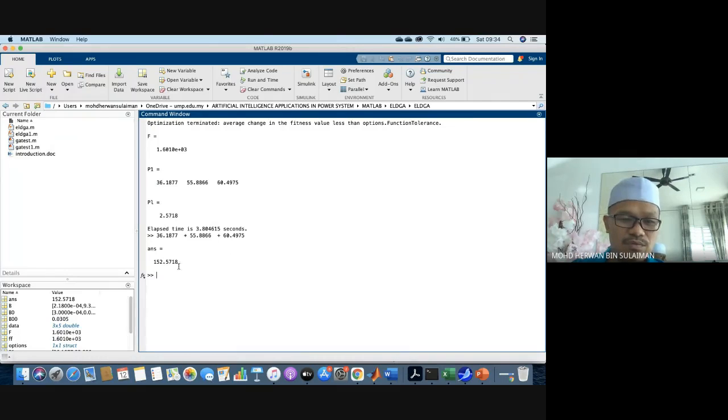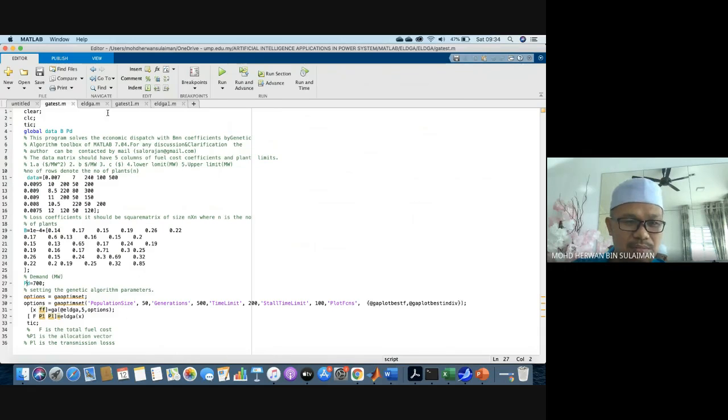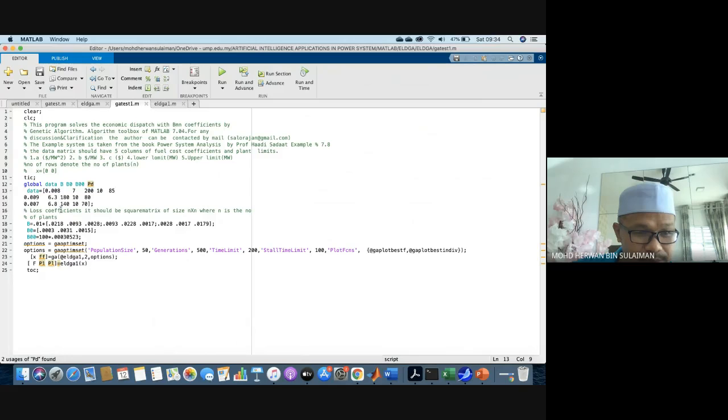How much do we get? 1525717. This one is generator, right? So supposed to be your demand is... where is your demand? They didn't write the demand. Strange. This is data A, B, C. This is the B loss coefficients. Where is the demand? If this one is correct there should be a demand. So there is PD 700. It doesn't say how much the demand is. Hari Sadat, I left the book at the office. This one didn't give PD.